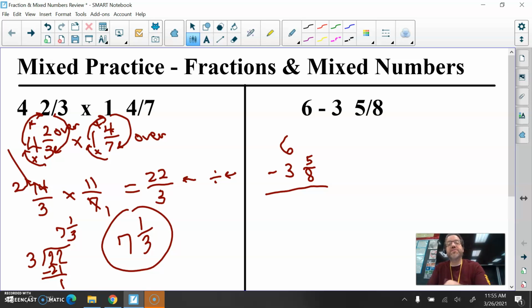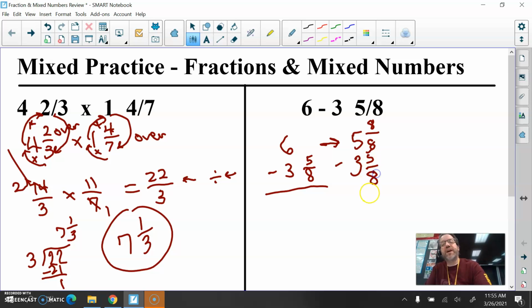So what I need to do is rename it. Instead of 6, I'm going to take one whole away and make that 5. And then I can put that whole back in at the back end here and just call it 8/8. Now, 8/8 is one whole, but why did I choose 8/8 instead of 5/5 or 13/13 or whatever? Well, I chose 8/8 because I need the same denominator as I have in this second number, which is 5/8. So I need that 8 there. So now I have 5 and 8/8 minus 3 and 5/8.